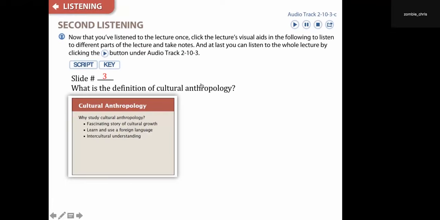So listen out for this one. This is quite a long section here. What is the definition of cultural anthropology?